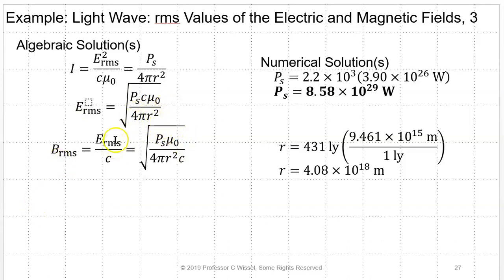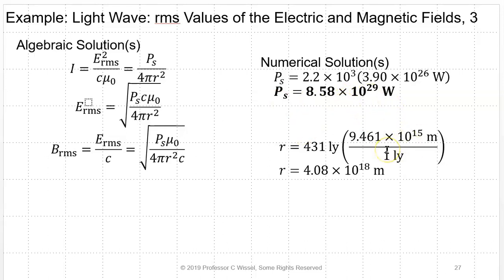And BRMS is just ERMS over C, so it's going to be the square root of the quantity, the power of the source, mu naught, divided by 4 pi r squared times C. Now we have to convert this power of the star into watts. If you multiply the ratio between the star's power and the sun's by the power of the sun, you'll get that. Turns out it's 8.58 times 10 to the 29th watts.